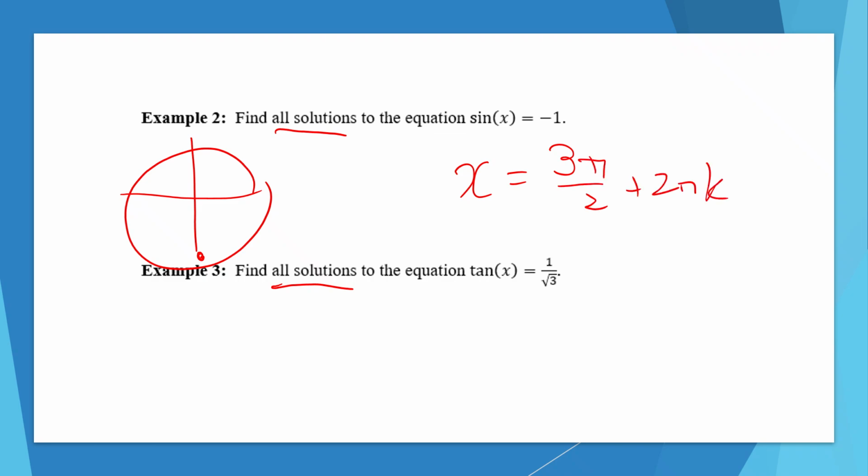The next one is find all solutions where tangent of x equals 1 over root 3. This, remember, is root 3 over 3, so whichever way you want to memorize it. Here, we only need one equation for tangent, and so this should be a 30-degree reference angle, so pi over 6, and then this is going to be plus pi k, not 2 pi k, because it's tangent.